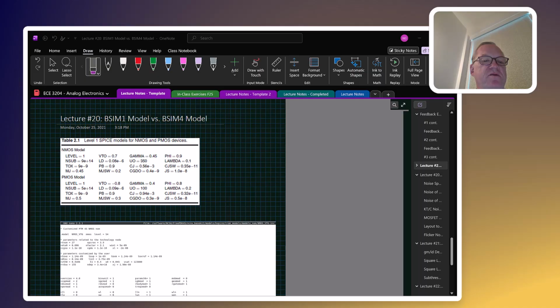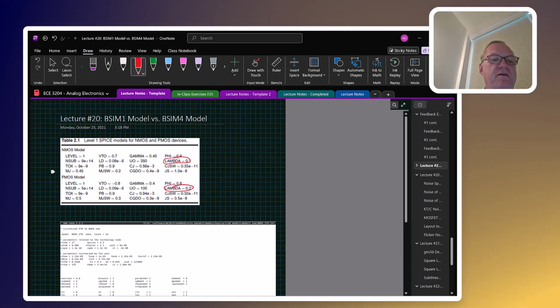You can see all the parameters here. And you can see some of the familiar parameters that you might recognize, like lambda, the mobility, and the oxide thickness. So these are physics-based parameters. These have to do with the operation of the device.